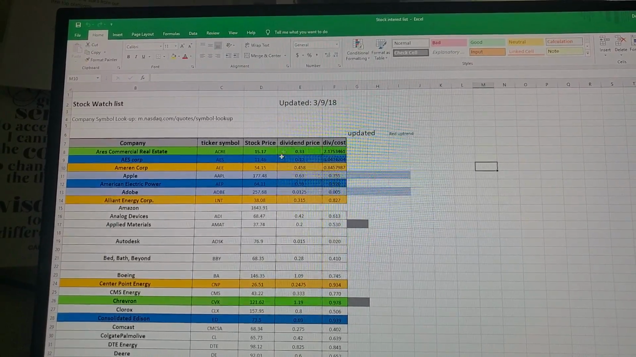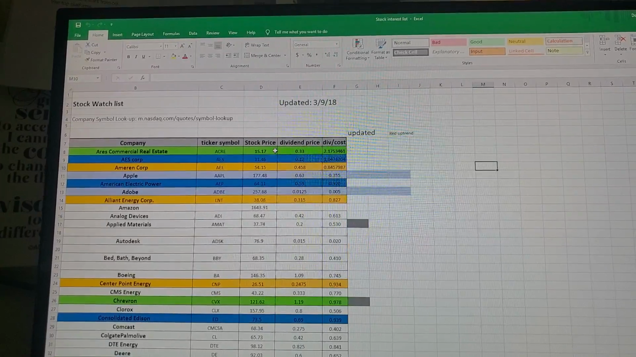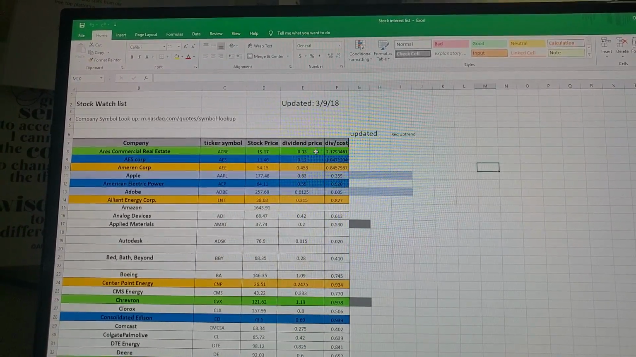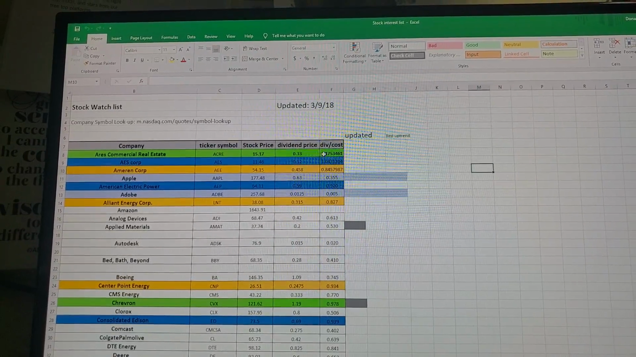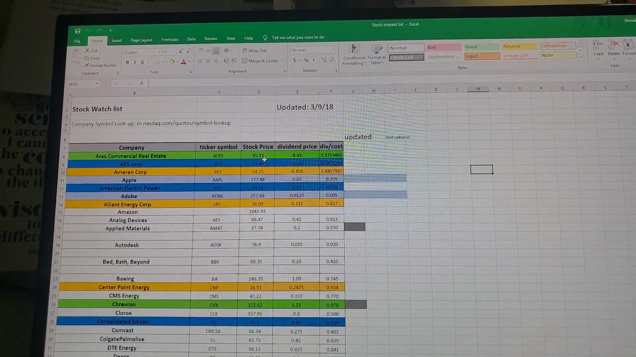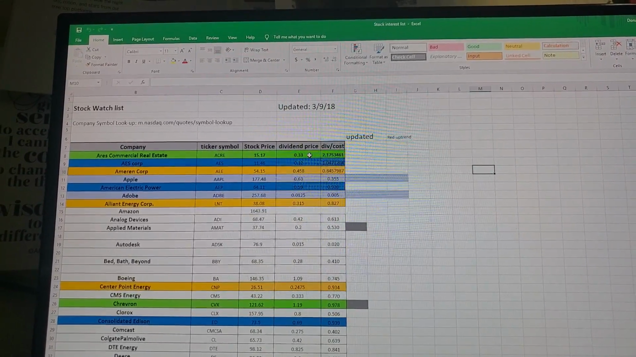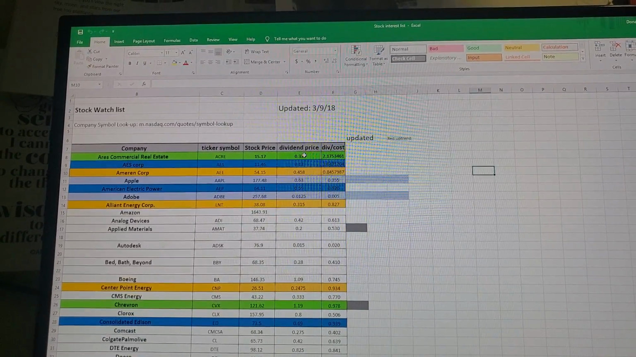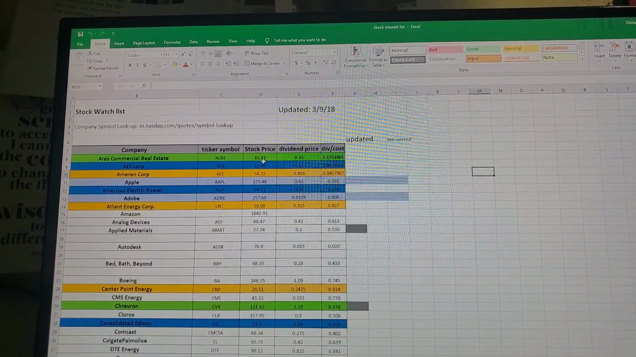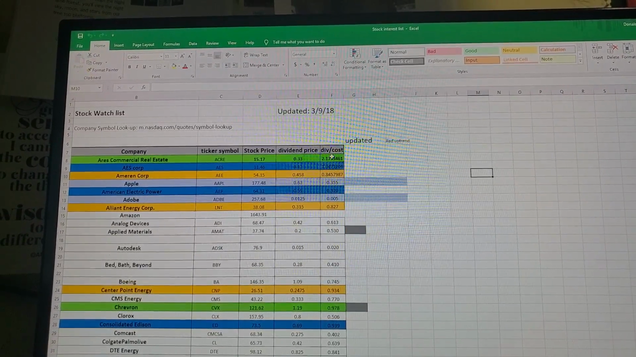Now, this is what you're going to be interested in. If you want a really, really cheap stock, what you want to make sure of is that the dividend it pays is at least 1% of what you're paying for the stock. So for instance, if you take the dividend of 0.33, which Aries Commercial Real Estate, as an example, pays, and you divide that by 15.17, you get a 2.1% return.